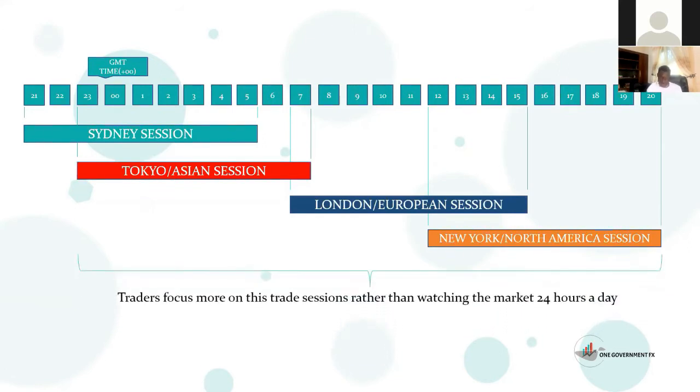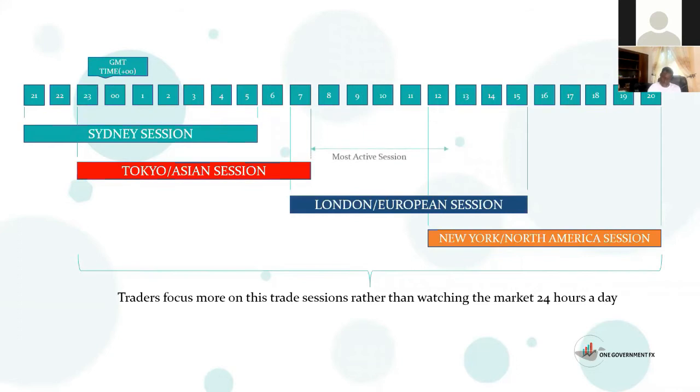So traders focus more on these trade sessions rather than watching the market in pause. And like I said earlier, the Sydney session is not very active. It's not as active as most of the other sessions. So a lot of traders prefer to just consider from the Tokyo session down towards the New York session, because you see much more activity around them.